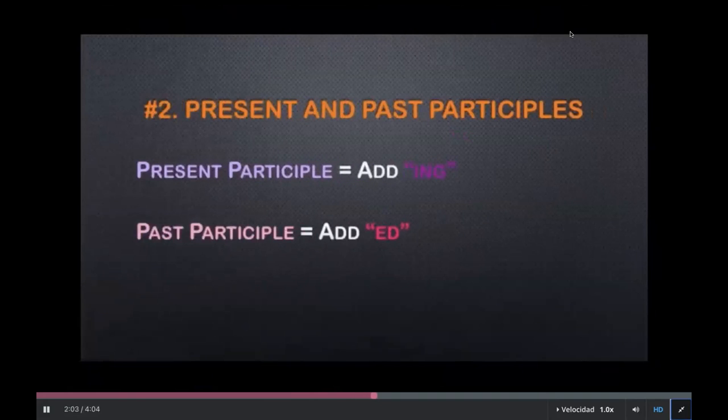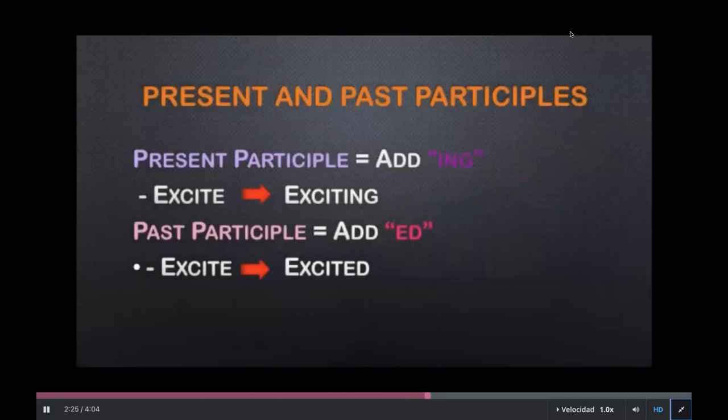Number two, I imagine you noticed we use present and past participles during the audio program. Let's work on that. When we use present participle, we add ing. And when we use past participle, we add ed. Notice what happens here. We took the verb excite and we turn it into present participle, becoming exciting. The same verb, but this time into past participle, and it became excited.